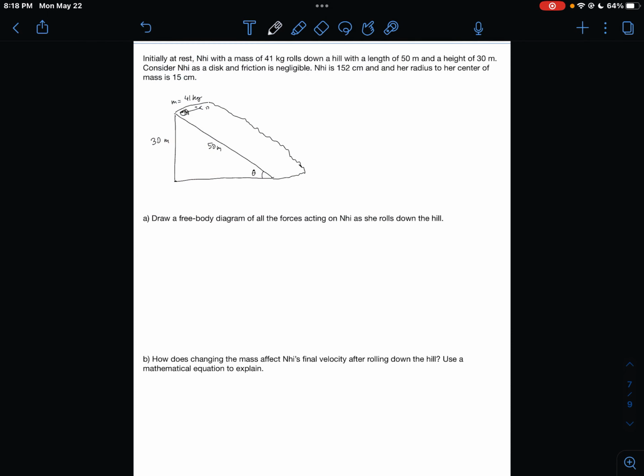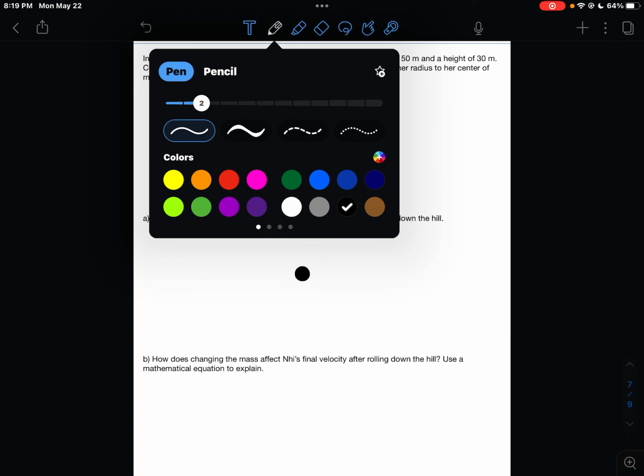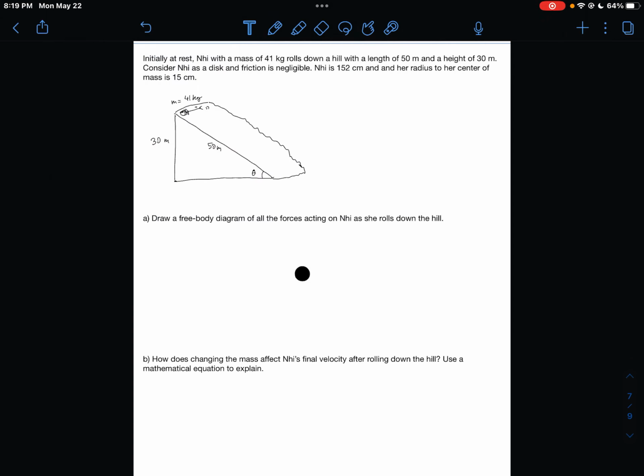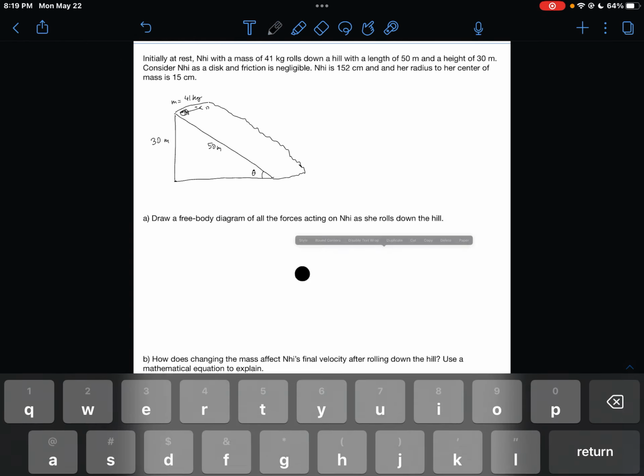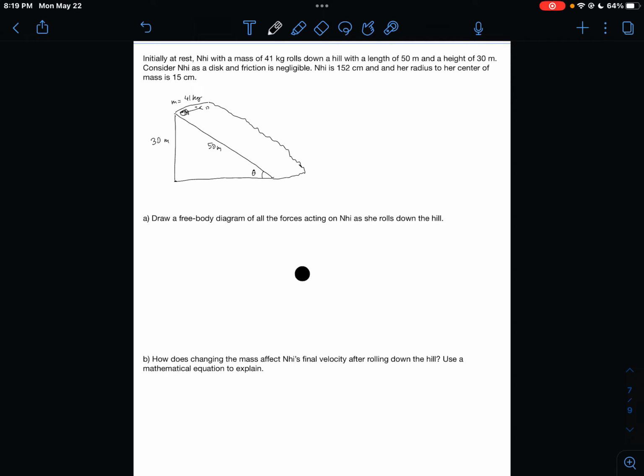So then I'm gonna make a big dot. And when she rolls down the hill, Yi is going to have the force of gravity acting on her. Then she also has the force Fn, which is going to look something like that.